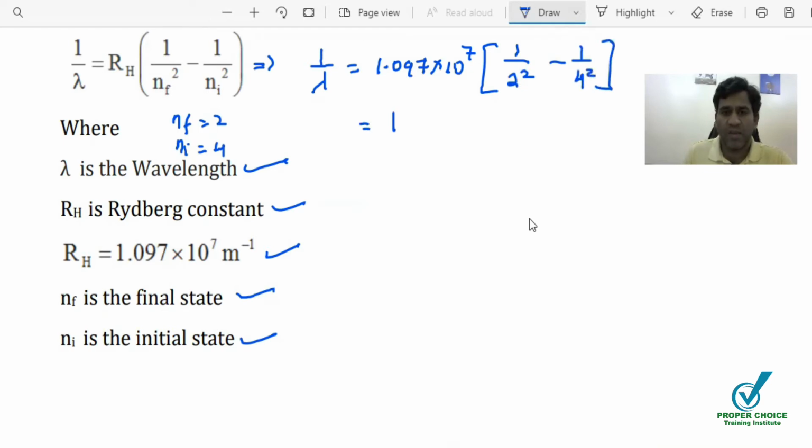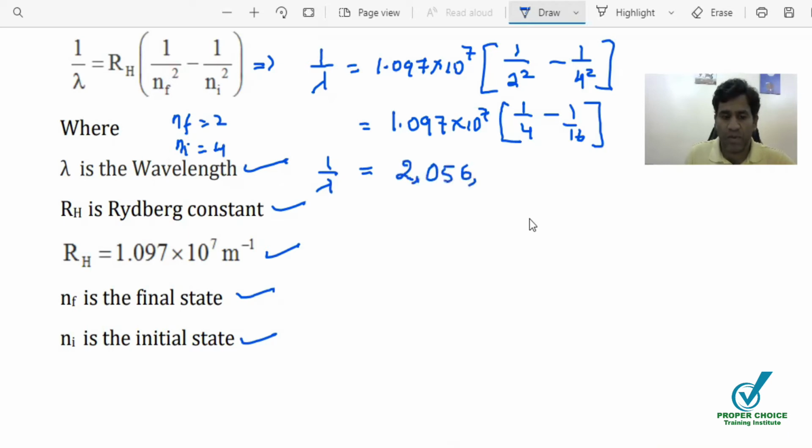You're going to get 1.097 times 10 to the power 7, multiplied by 1 by 4 minus 1 by 16. By substituting this in the calculator, you will get 1 by lambda equal to 2,056,875. This is a very big value.